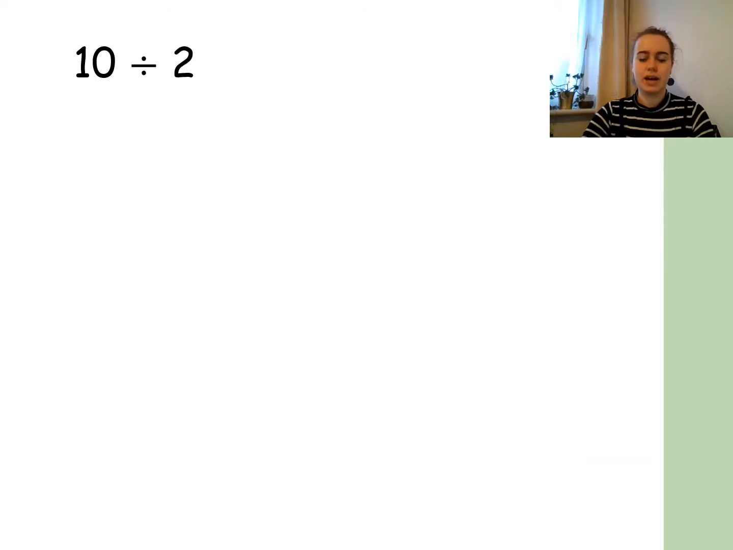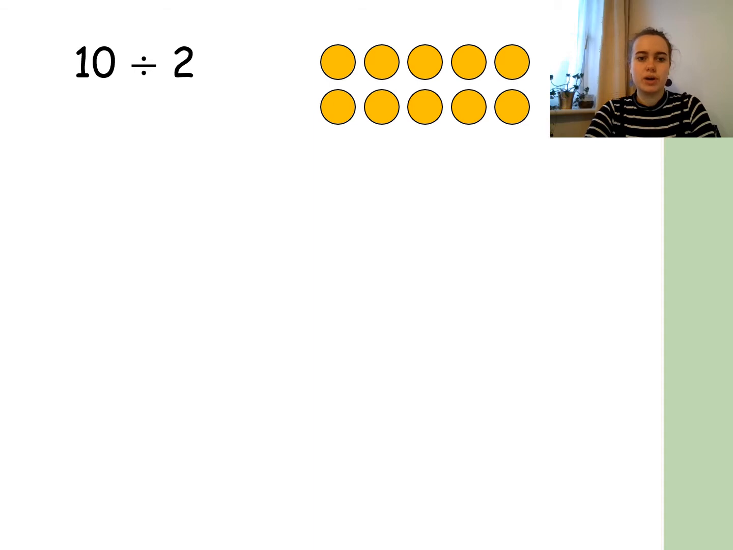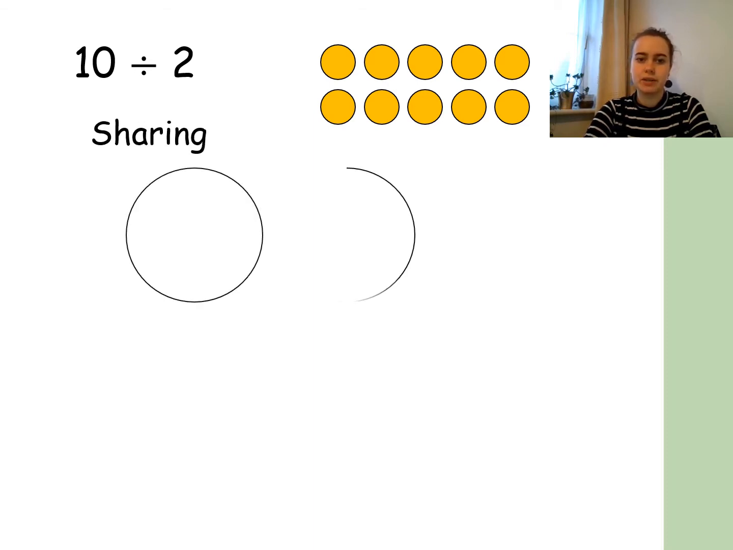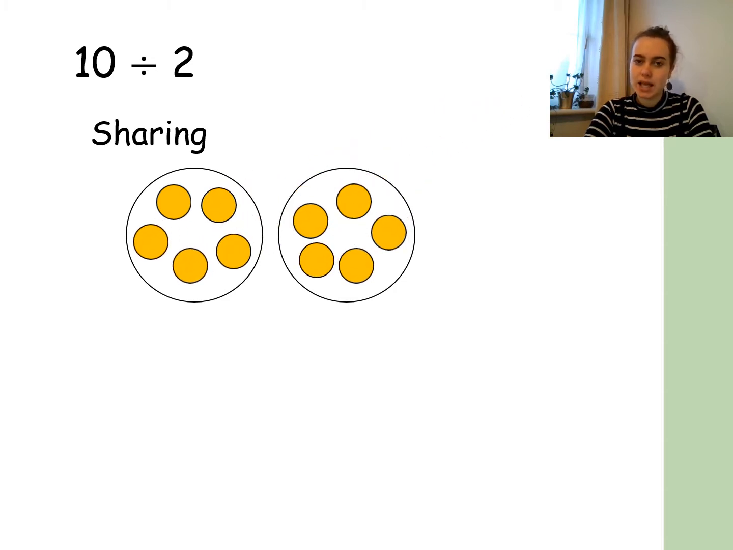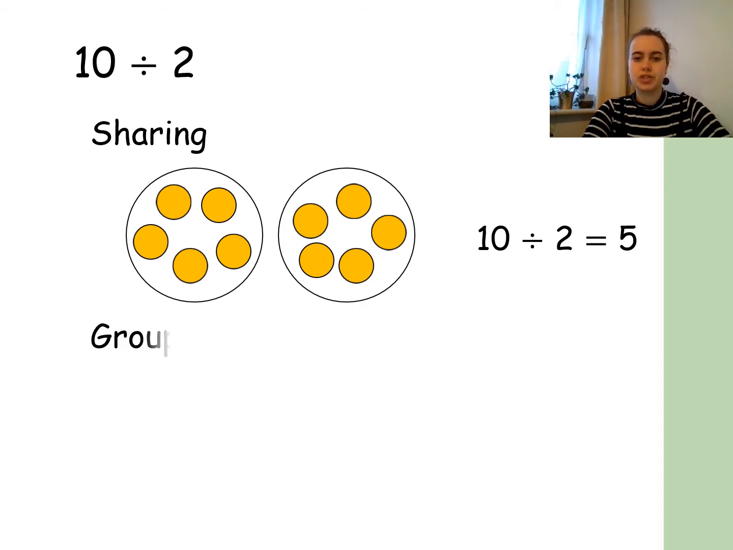Okay, moving on now to learning about dividing. So we have got 10 divided by 2, 10 counters divided into 2 groups. So we are sharing them out into 2 groups. Remember doing it equally so that they've got the same amount in. Our answer is 5. 10 divided by 2 equals 5. 10 counters divided into 2 groups equals 5.